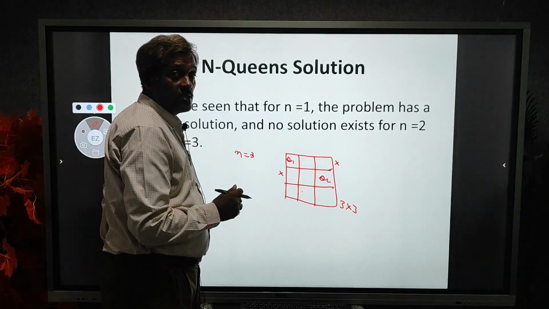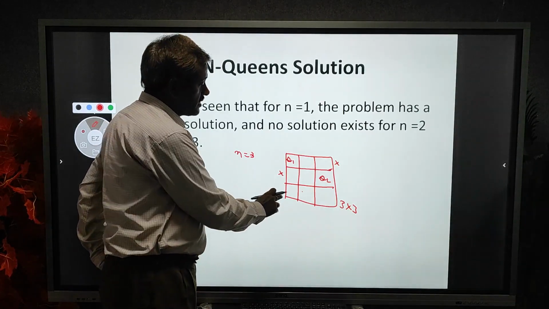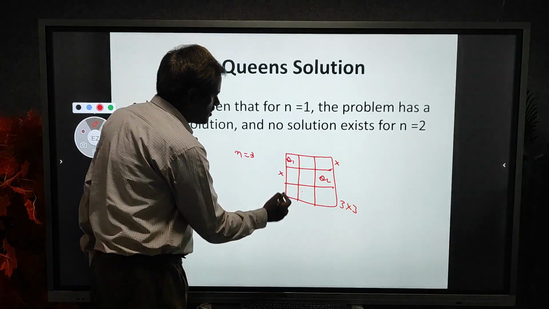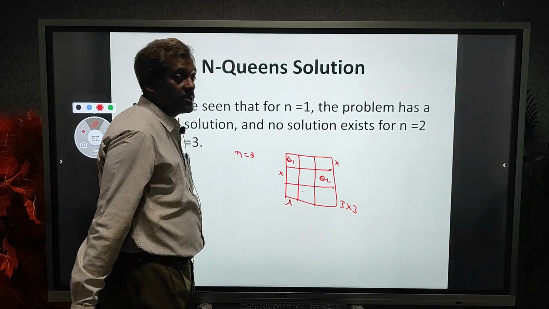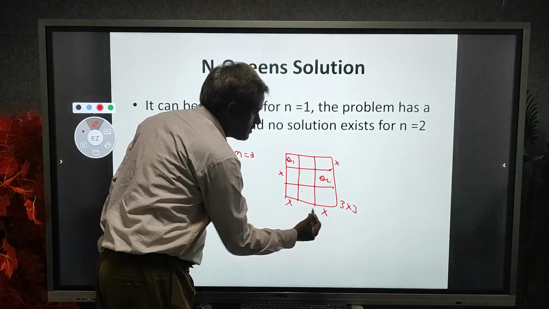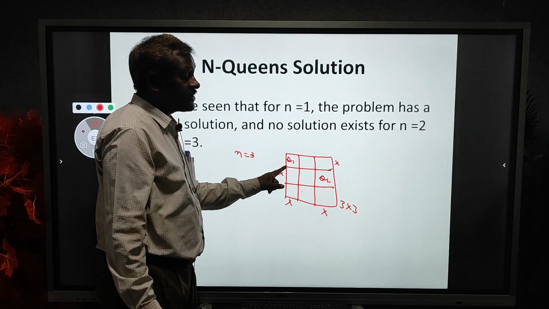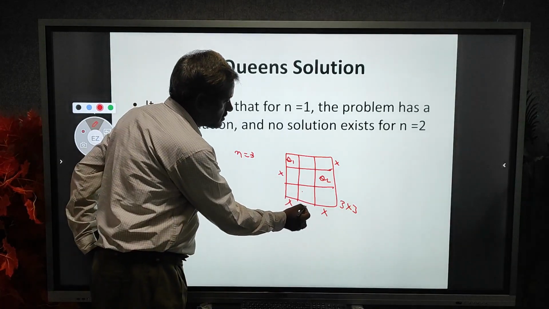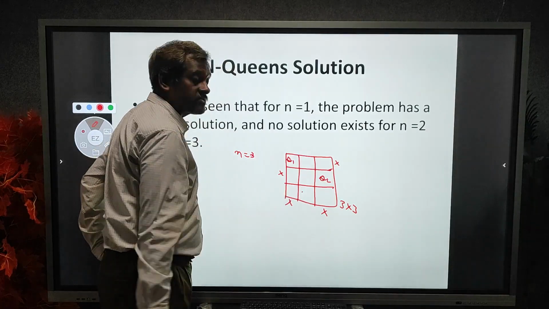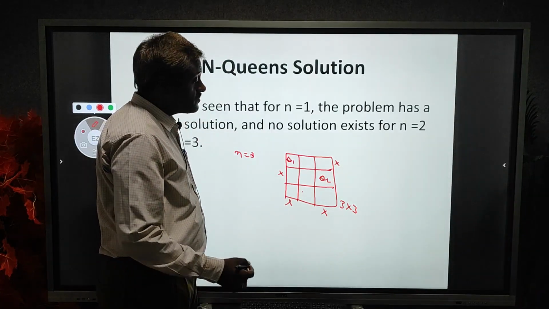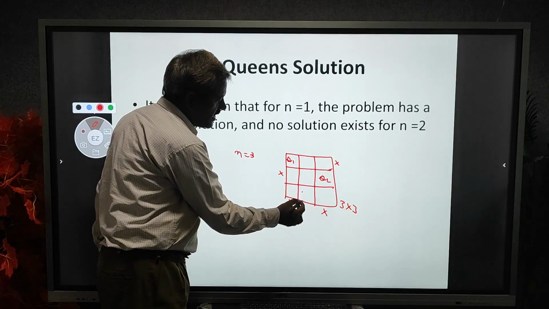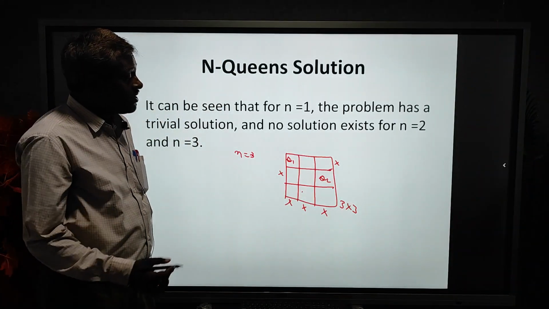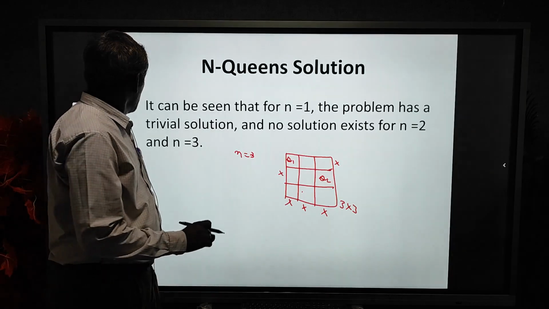Now, in the third row there is feasibility, but I have to check column wise also. As per column wise, here is not feasible, and here also it is not feasible. Why? Because in this column you have Q1, in this column you have Q2. Only one slot is clear, this one. We will check if it is possible there. As per the diagonal, this is also not possible. Now, what are you going to do? You are going to trace back.